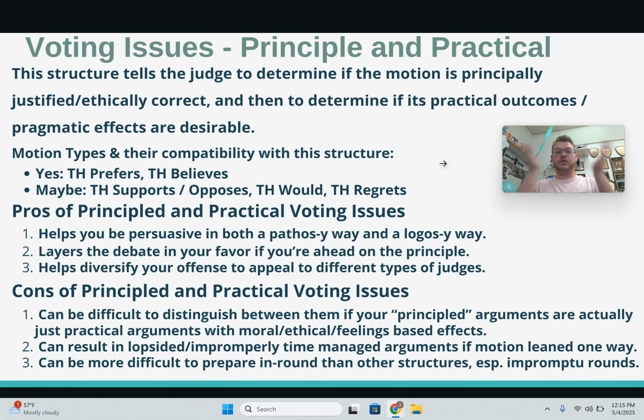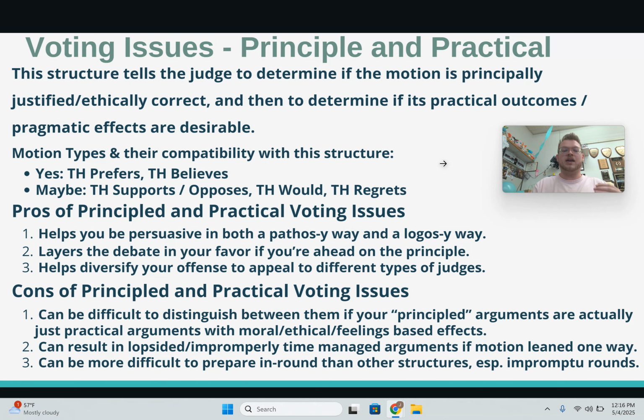Now, there are different types of motions, once again, that work better with this. For "this house prefers" and "this house believes" motions, this works really, really well. And it can work with every other type of motion. It just depends on the round. If it's like an economics or a war-based motion that is super not principally oriented, then it's probably not a good idea to do principal and practical. If you're not reading a principal argument in your case, but your opponents did, it's also not necessarily a good idea to do principal practical, because then you are emphasizing a part of the debate that you're not even really trying to win on.